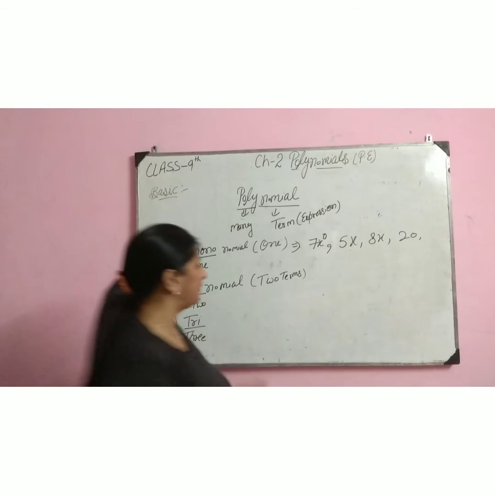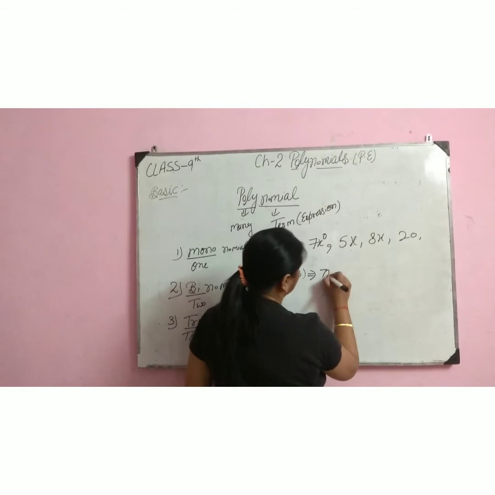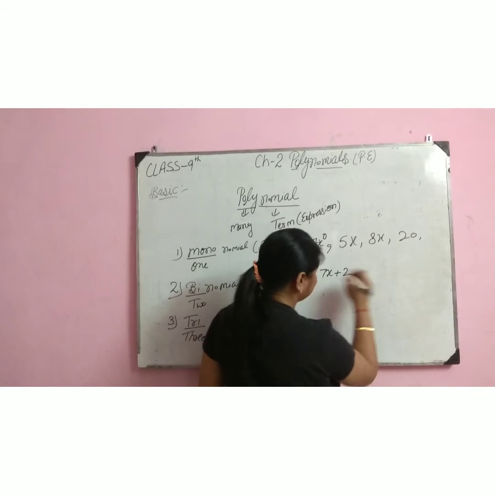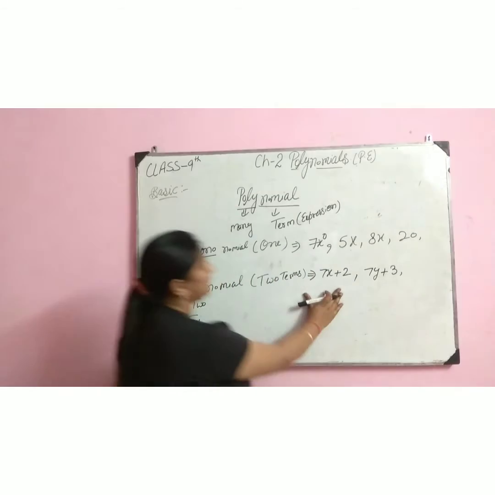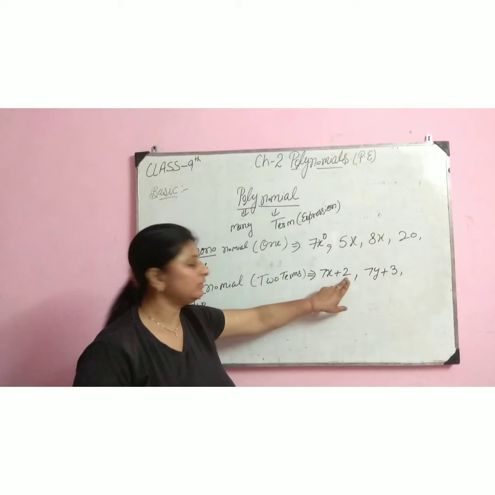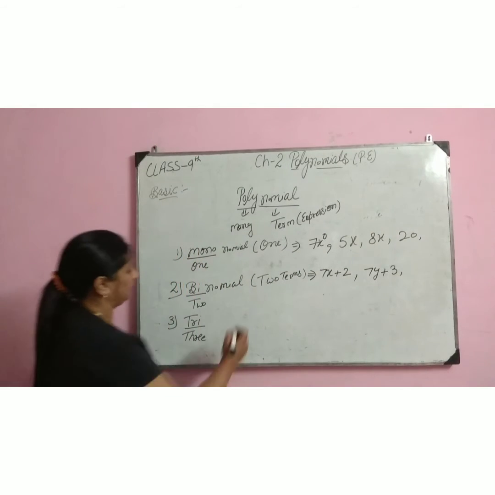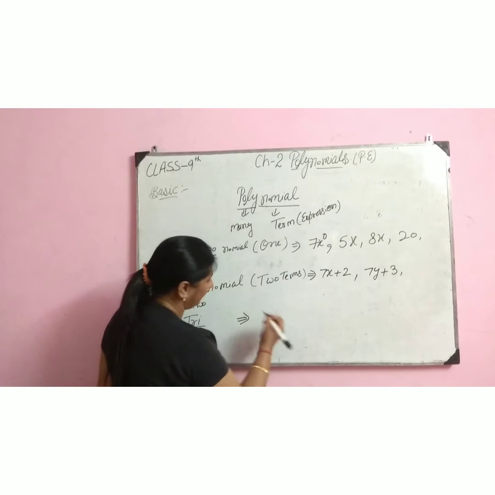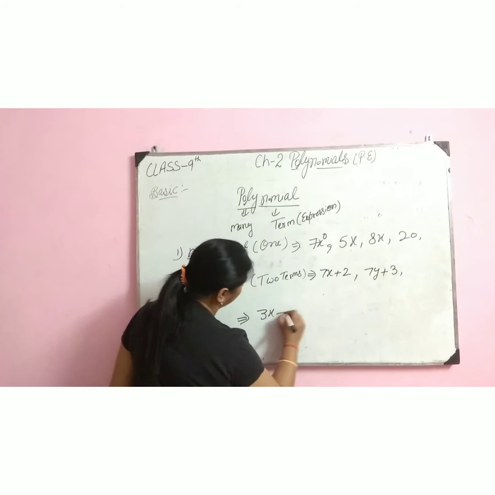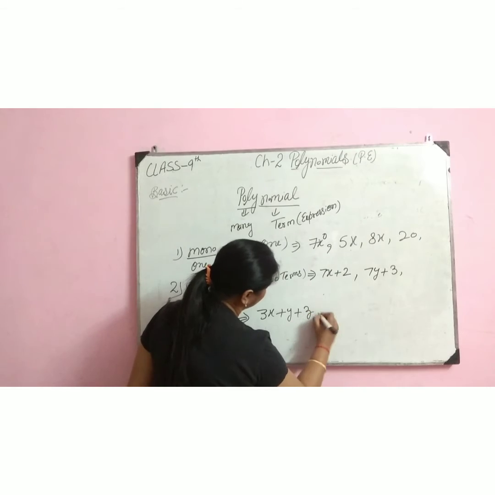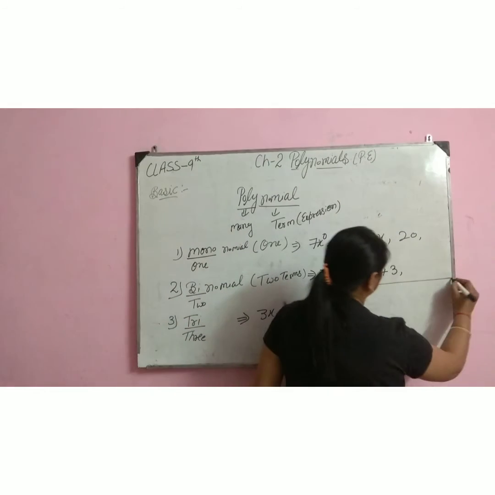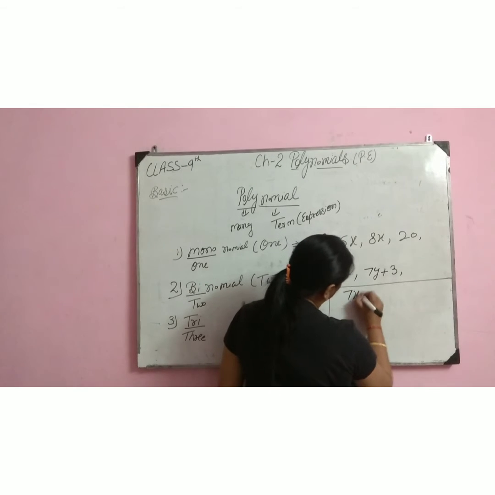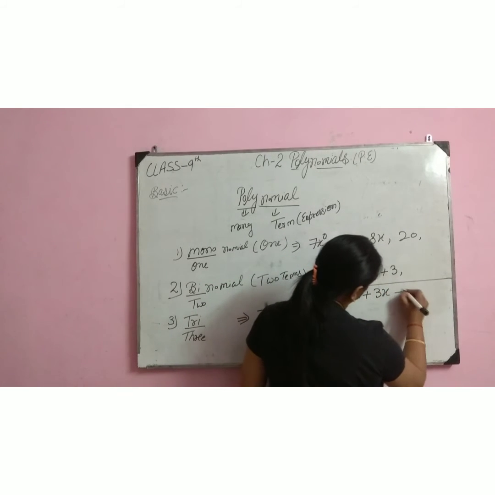Binomial means two terms: 7x plus 2, 7y plus 3. You can take any example, but I want two terms. Trinomial means three terms. Suppose 3x plus y plus z. I give you one more example. Can you please tell me: 7x plus 3x plus 2?